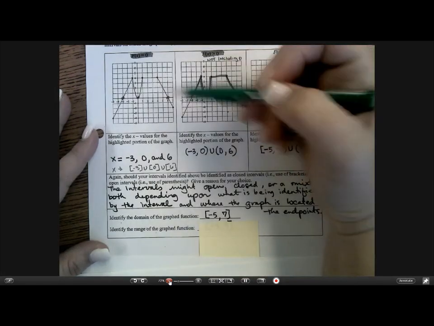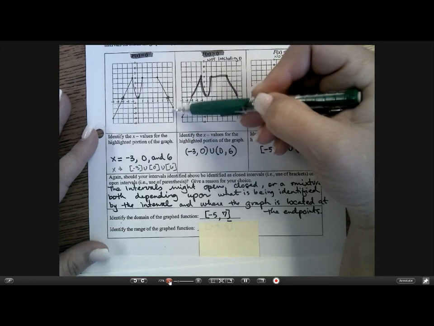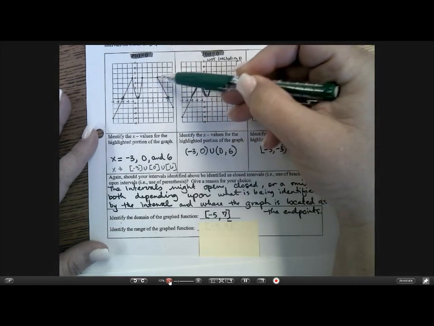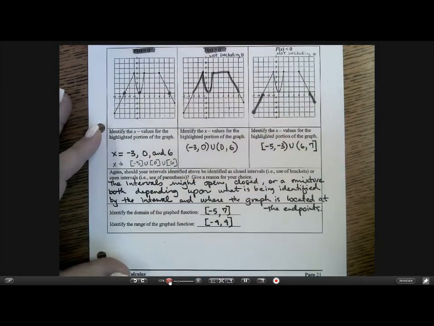And then the range. Notice that the smallest y value is -4. There's no break in the y values, and then we go all the way up to 4. And so we are including those.